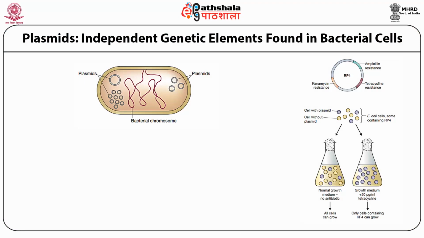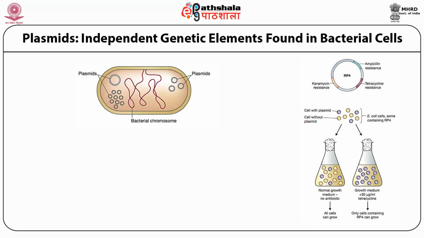Plasmids are independent genetic elements found in bacterial cells. An example is shown here. This plasmid is one of the types of vectors. Shown on the right side is RP4. This plasmid carries one or several genes. In this case, 3 genes are shown. It's a synthetic plasmid. It contains a kanamycin gene for kanamycin resistance, a gene for tetracycline resistance, and another gene for ampicillin resistance. A bacterial cell that takes up this vector expresses 3 different proteins to neutralize 3 different types of antibiotics.